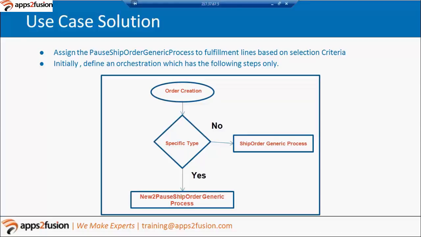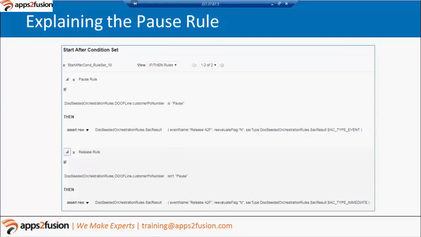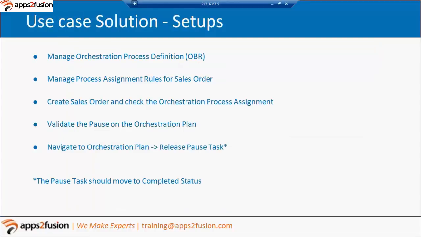Now how we do it in the system, we'll see probably. Okay, this is explaining the pause rule and how the orchestration process works. So I'll get back to this slide. And yeah, so these are the setups that we are supposed to do for achieving this business case, right?